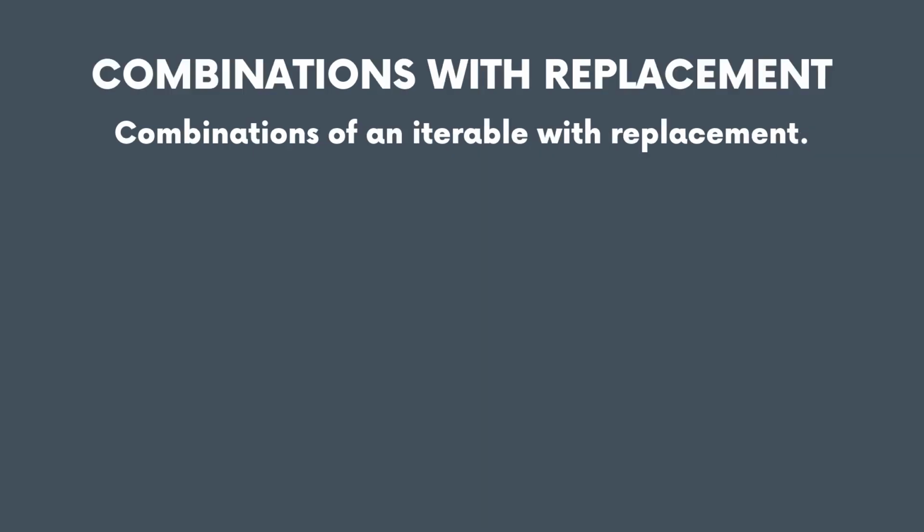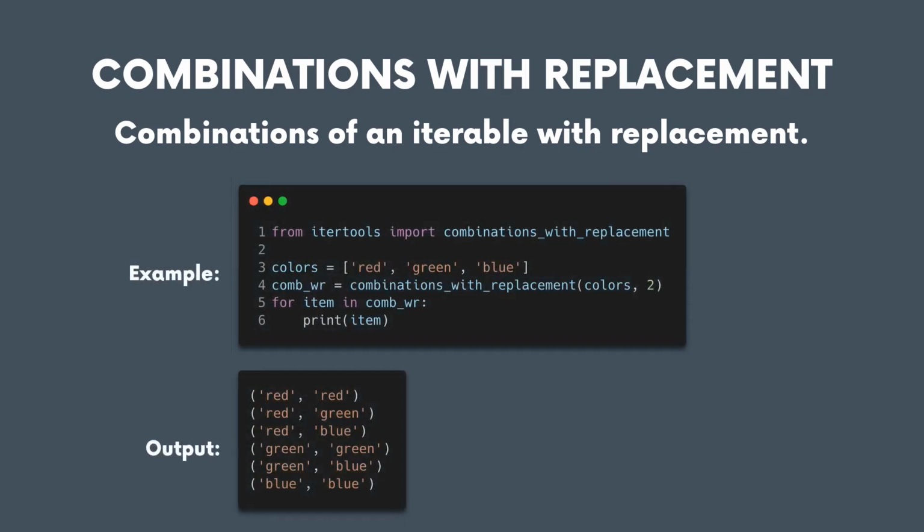Lastly, let's look at combinations with replacement. It generates all possible combinations of an iterable with replacement. We import combinations_with_replacement from itertools. Then we create a list of colors. We generate combinations with replacement of length 2 from this list and print each combination.